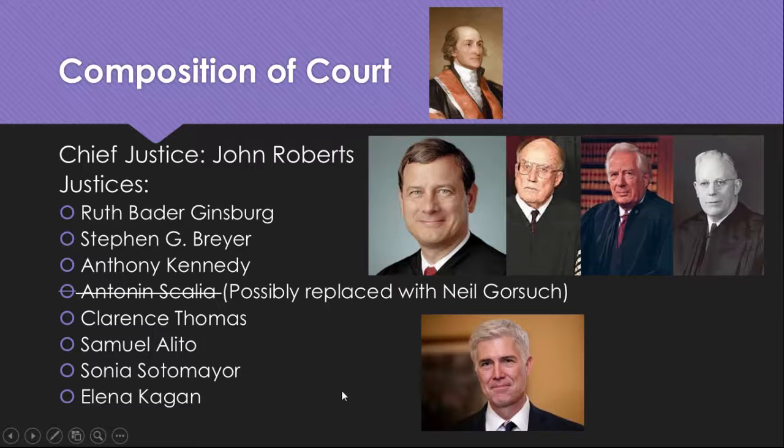So there's just some pictures. This is your Chief Justice, John Roberts. And the Chief Justice role is largely just administrative. He makes sure that everybody's working in a timely manner, helps to implement the docket, but other than that, he doesn't hold any more weight in his decisions than any other justice.